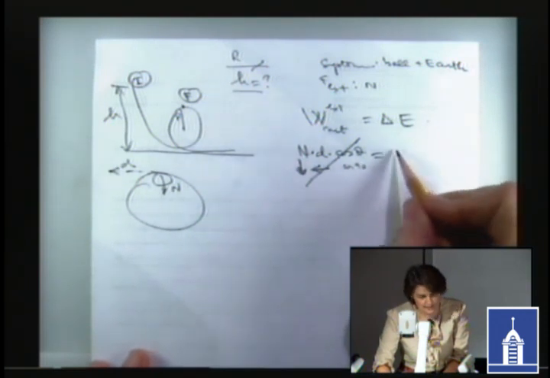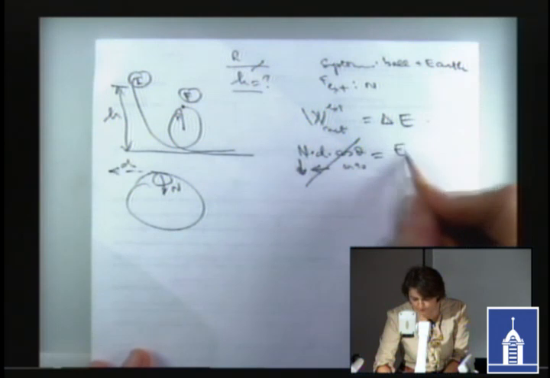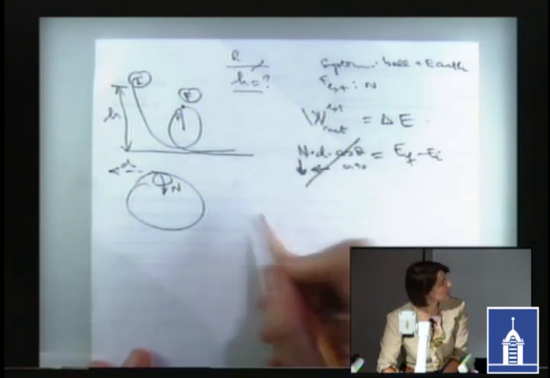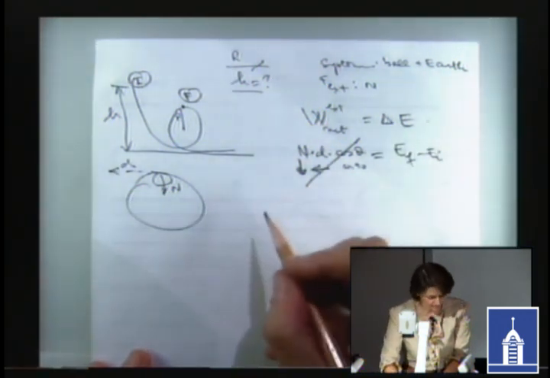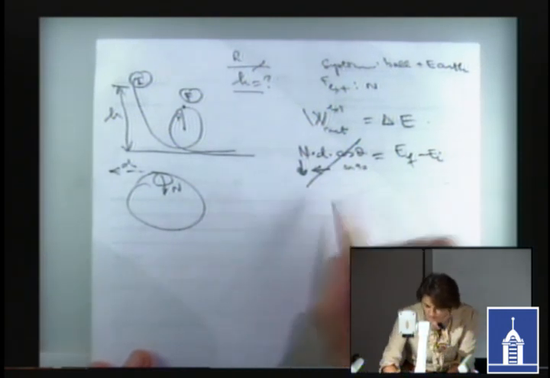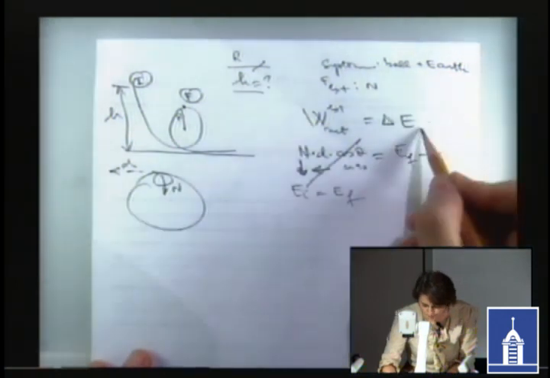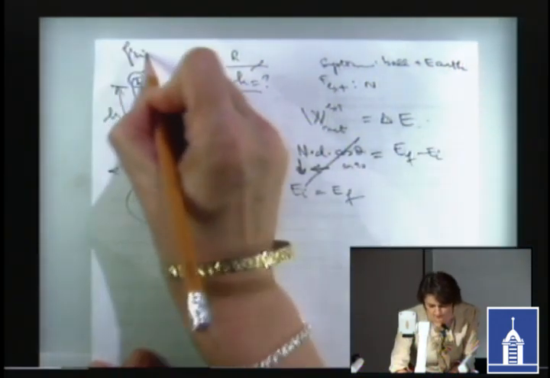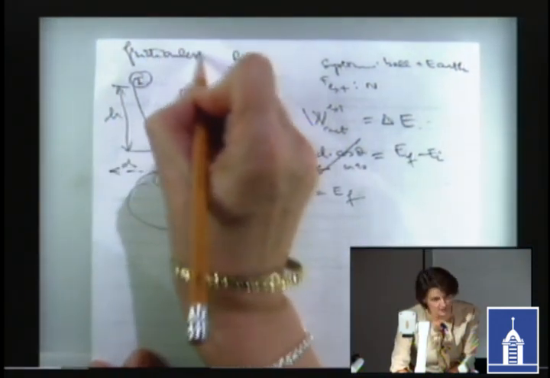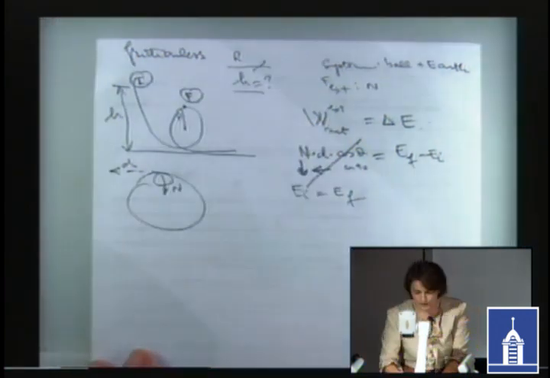What is delta E? It is E final minus E initial, right? What is E final? Kinetic energy. Okay, so I will say E initial equals E final. Why was I able to do this? Because I consider that it is frictionless, right? Okay, very well.